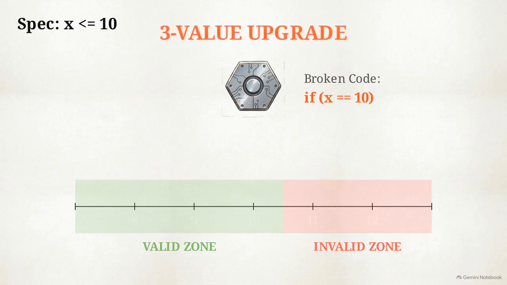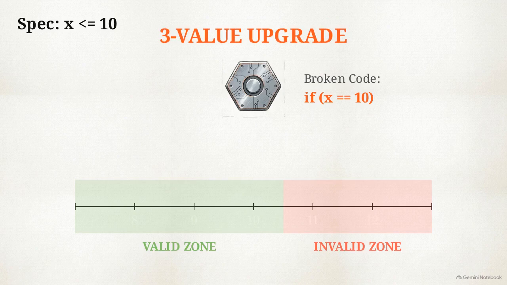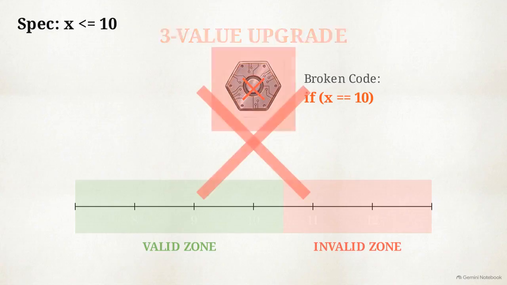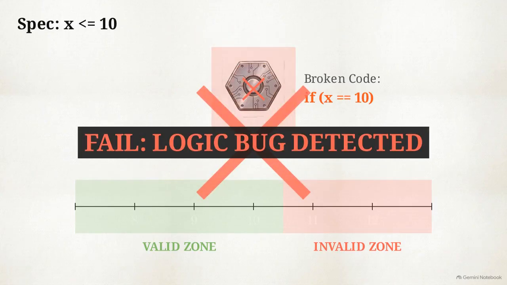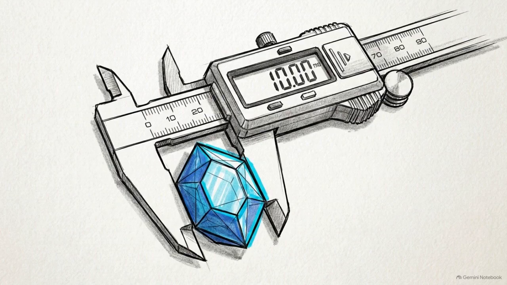This is why critical systems require a three-value analysis upgrade. We add the nearest valid internal unit to the test suite, the number 9. Watch what happens when we execute 9. According to the specification, 9 is valid, but when it hits the broken code, 9 does not equal 10, so the system rejects it. The test fails, revealing the logical operator bug. While two-value analysis provides an illusion of safety, three-value analysis mathematically ensures we detect these specific logical operator errors.